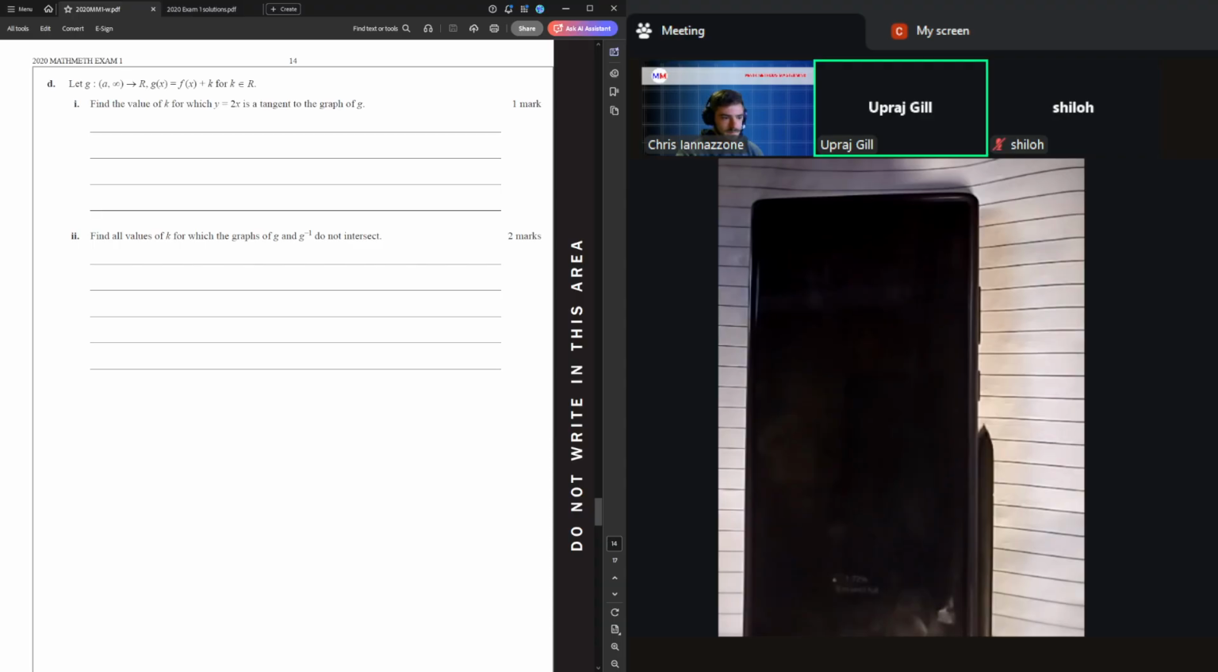Could K be negative e to the negative one, or like negative one on e? Negative 1 on e is a bit off.